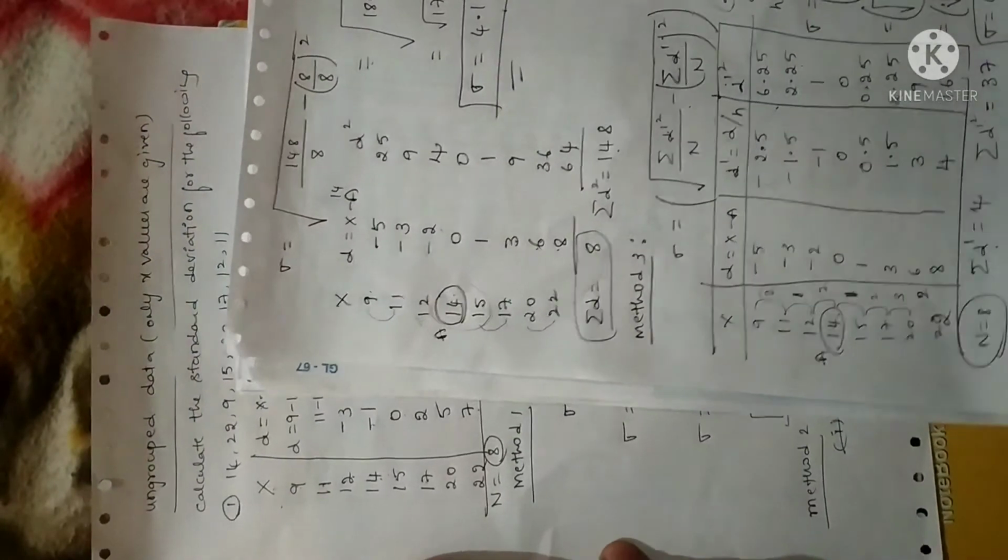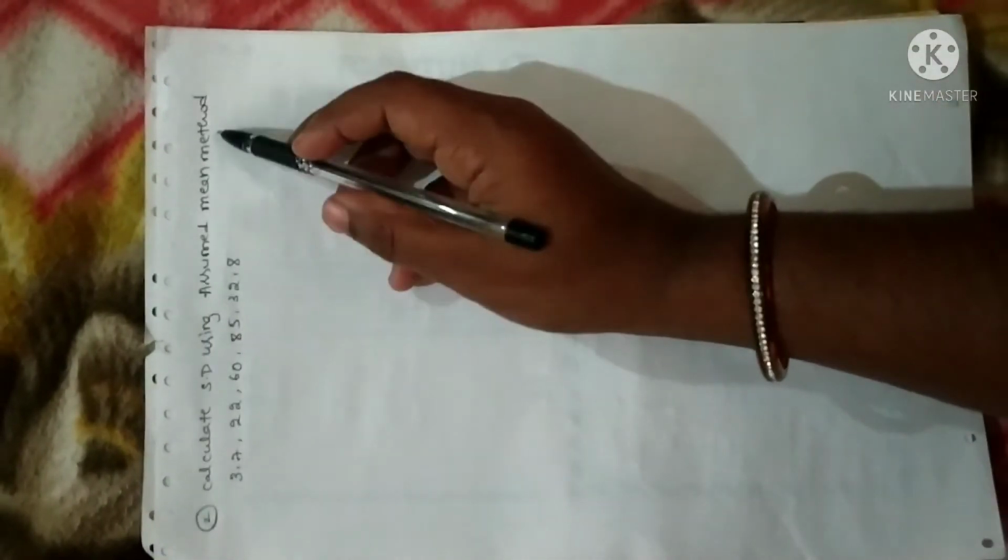So this is the mean of ungrouped data. So let me solve one more problem. So here is the second problem. Calculate the standard deviation using assumed mean method.